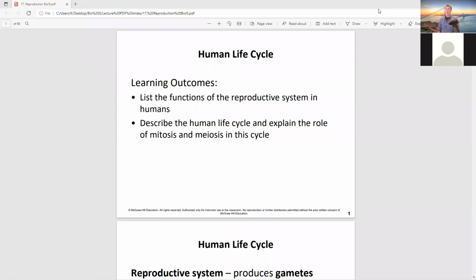So today we're going to be talking about the reproductive system. So the human life cycle. Your learning outcomes are to list the functions of the reproductive system in humans and describe the human life cycle and explain the role of mitosis and meiosis in this cycle.